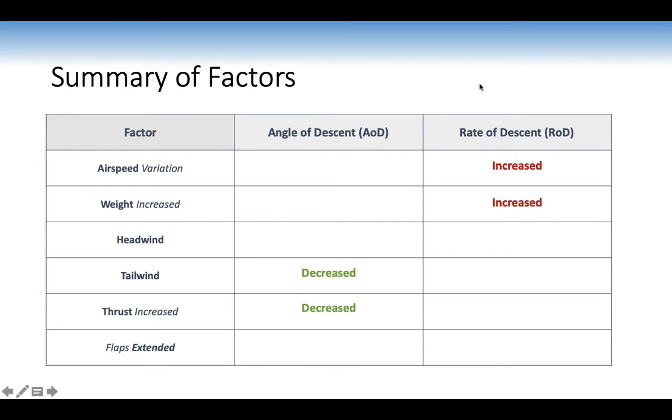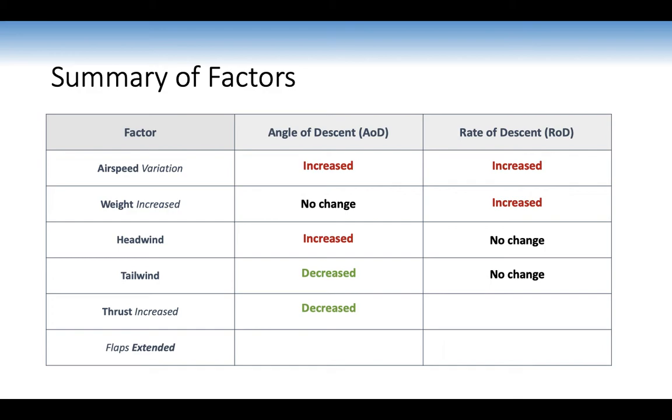So in terms of the summary of the factors: airspeed variation, so any variation from that 73 knots would increase the angle of descent and the rate of descent. Weight increase, dual or single flight, both, weight would stay the same since you're down that same slope, still maintaining 4 degrees, but rate of descent increases. Headwind, angle of descent increases, rate of descent stays the same. Remember that parcel there. Tailwind decreases angle of descent, rate of descent no change.